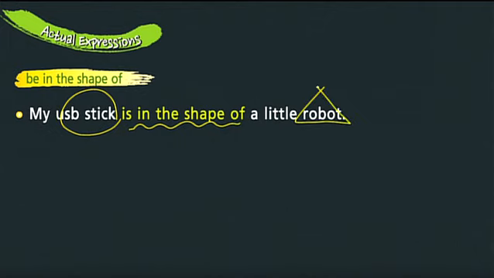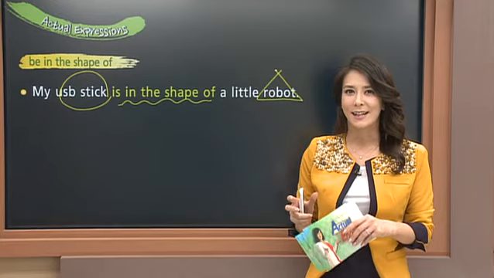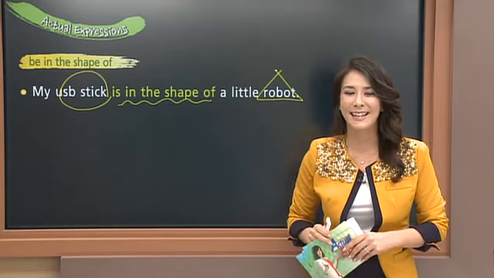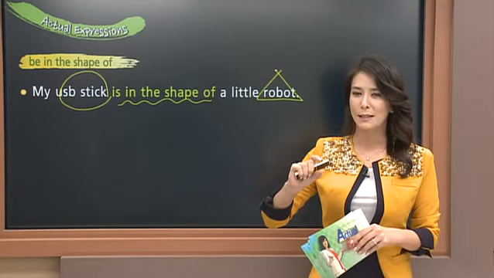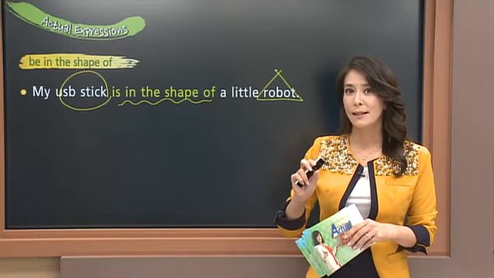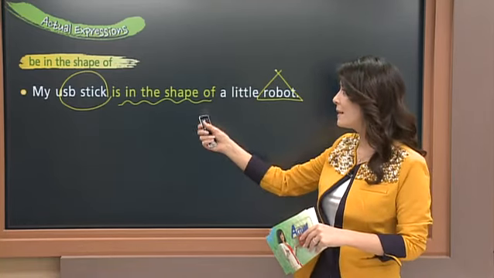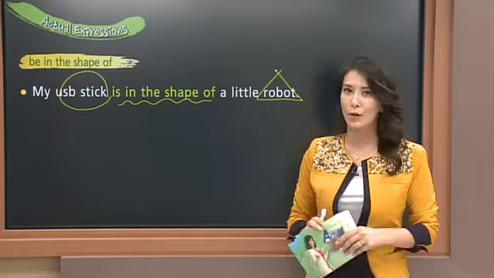That's my USB stick. It's got crystals on it. It's very bling bling, as we say. It's a small robot. It's black with some crystals on it. Well, my USB stick is in the shape of a little robot.